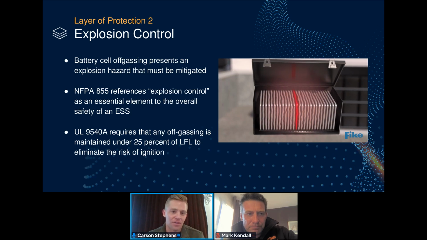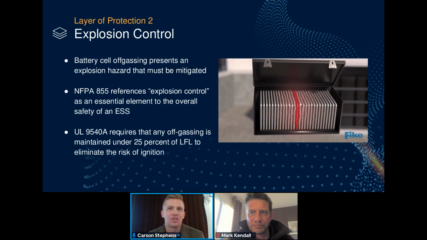But the next layer of protection would be explosion control, and there's multiple ways for explosion control. And what I mean by that is, we're going to go through each one of these, but the idea of explosion control would be to prevent an explosive atmosphere from occurring from an off-gassing event.